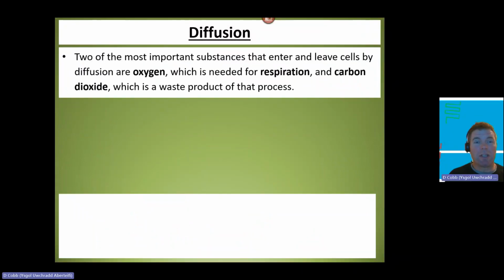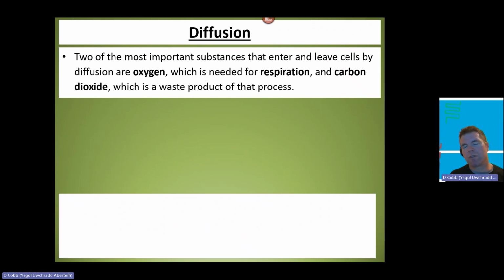Right, two things that are key to us when I talk about diffusion are oxygen and carbon dioxide. We think of oxygen as needed for respiration. Carbon dioxide is a waste product of respiration, but we could also say that carbon dioxide is needed by plant cells for photosynthesis. And it means there needs to be a movement of oxygen and carbon dioxide across a cell membrane, be it an animal cell membrane or a plant cell membrane. And there's a free passage of oxygen and carbon dioxide.